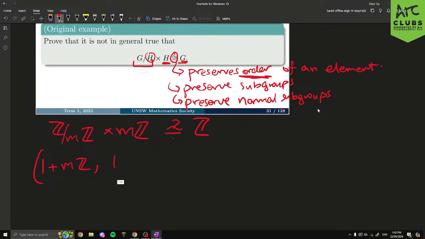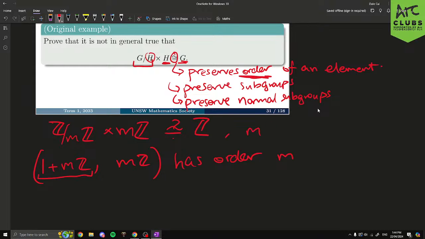So that would be just mZ. Okay, so what's the order of this? How many times do I need to add 1 plus mZ to get back to mZ? Well, that would be m times. And since this mZ is always the identity anyway, then we don't need to worry about that. So this has order m, which is finite, provided that m is a positive integer.